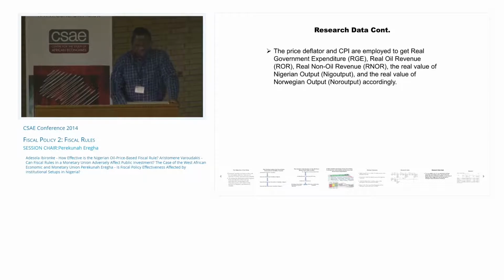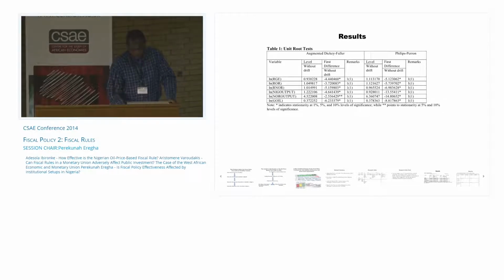So the results are as follows. These are the unit root results. All the variables are stationary after the first differences. Then I have employed standard deviation, correlation, and covariance to see the association, the co-movement, and the volatility of the variables before and after the rule.